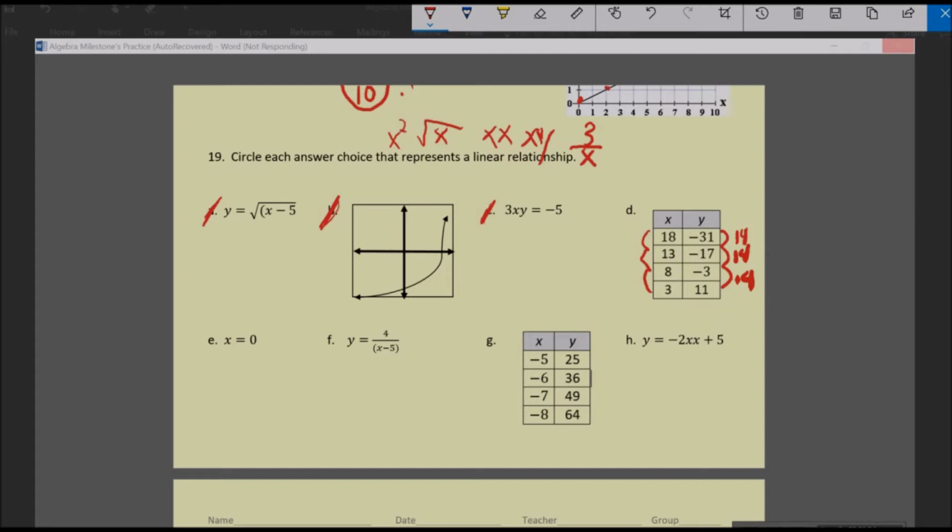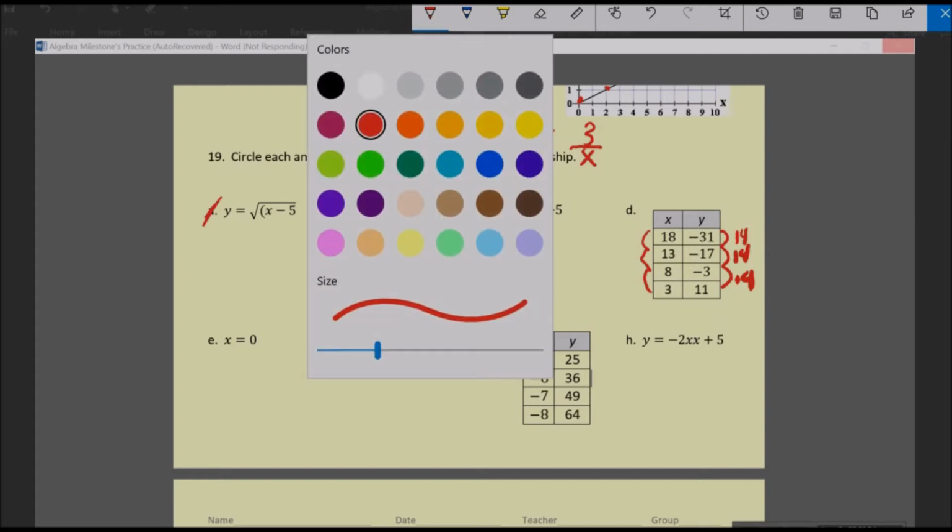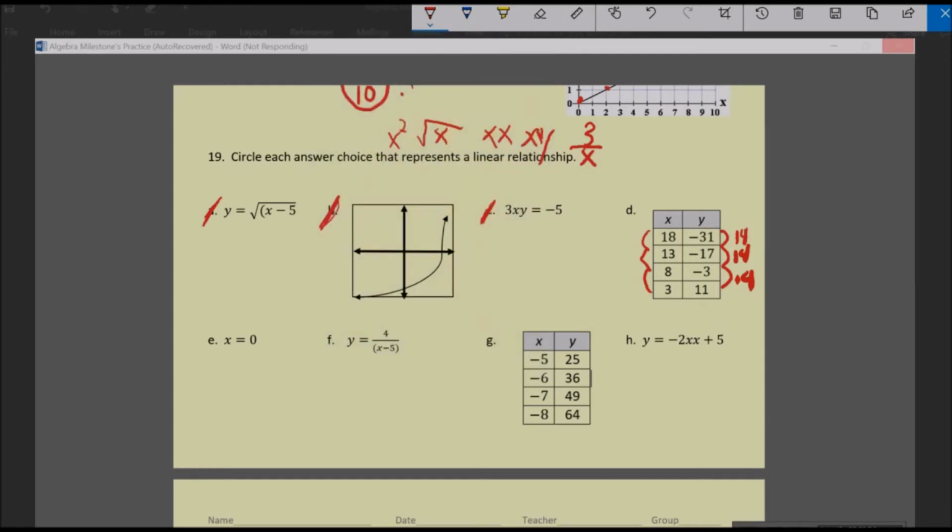All right, now let's look at our change in x. From 18 to 13, you're actually going down. You're going down by 5. From 13 to 8, you are going down by 5. And then from 8 to 3, you're going down by 5. We have the same numbers on both sides, though it doesn't have to be like that. What does have to happen is when you simplify the fraction, it's got to give you the same thing. 14 over -5 is the same thing as 14 over -5, which is the same thing as 14 over -5. This is going to be a linear relationship. D is, because it has a constant rate of change.